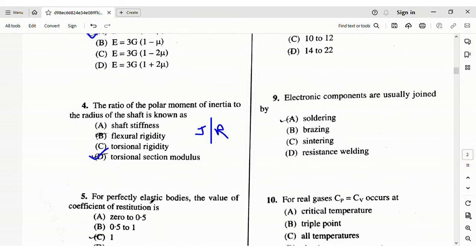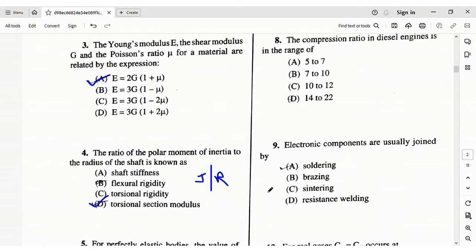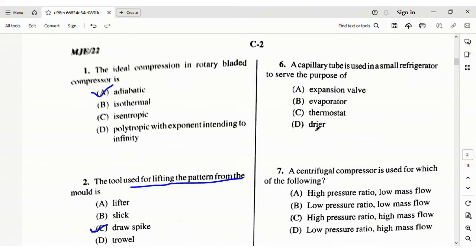Question number 5. For perfectly elastic bodies, the value of coefficient of restitution is 1. So it is for perfectly elastic bodies. In case of a perfectly inelastic body, the answer will be 0. Question number 6. A capillary tube is used in a small refrigerator to serve the purpose of a thermostat.